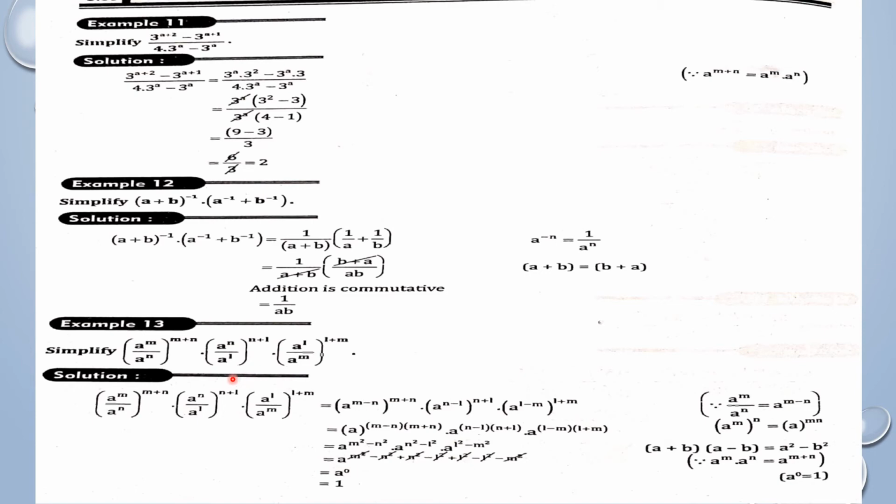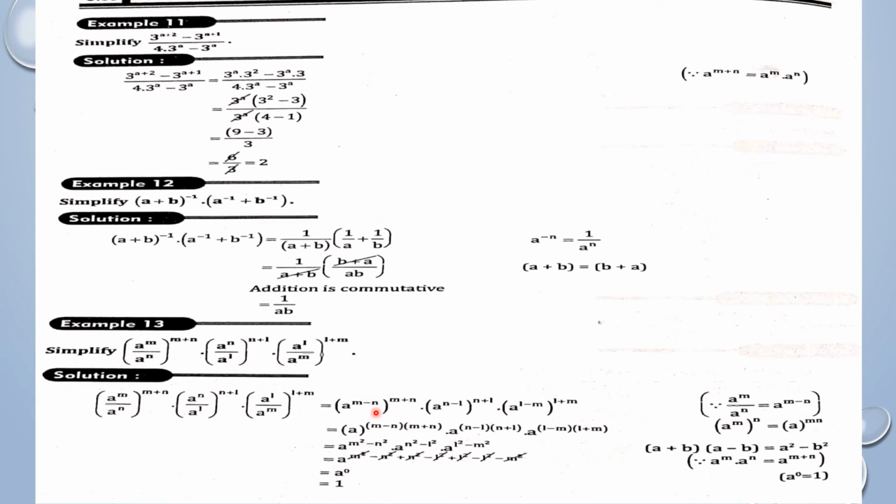So next problem, a power m divided by a power n, to the whole power of m plus n. So a power m divided by a power n can be written as a to the power m minus n according to the law of indices. So we have written a to the power m minus n to the whole power of m plus n. Once again here also it's the same thing, a power n divided by a power 1, to the whole power of n plus 1. So a to the power 1 minus m to the whole power of 1 plus m. So everywhere a is the common base which has been taken. So a to the power m minus n into m plus n.